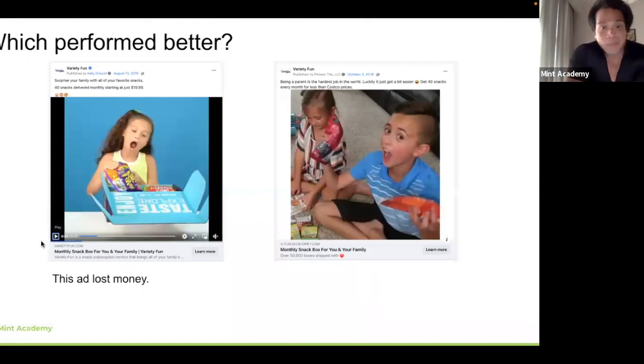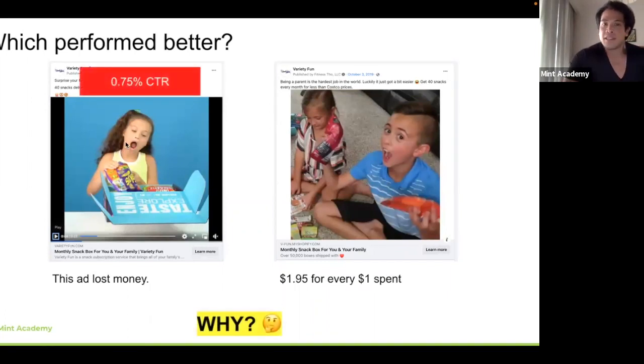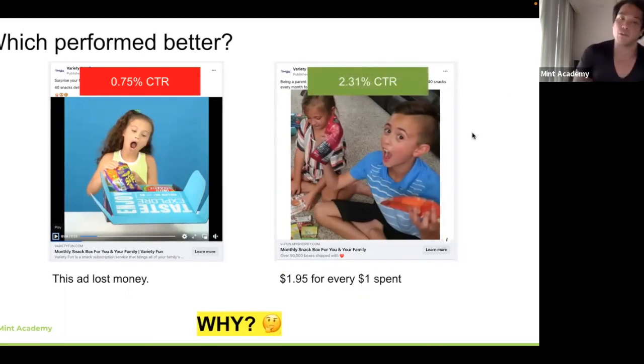So this ad lost money, and it costs a decent chunk of change in order to produce, whereas this ad got $1.95 for every dollar spent. If we were to look at the underlying metrics, what we'd see is that this ad had a click-through rate of 0.75%. So 0.75% of people who saw the ad ended up clicking. And this ad had a click-through rate of 2.31%. So maybe this is an anomaly. It could just be random variance.